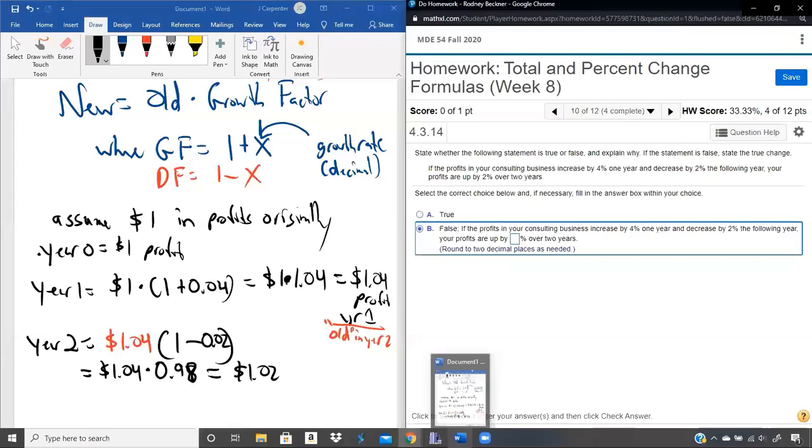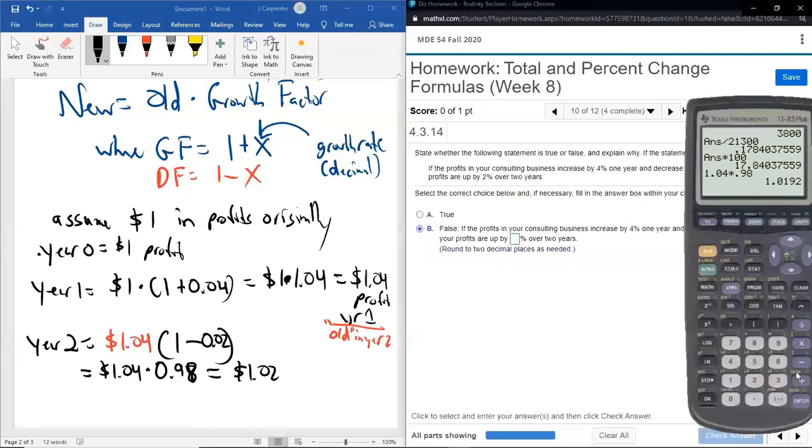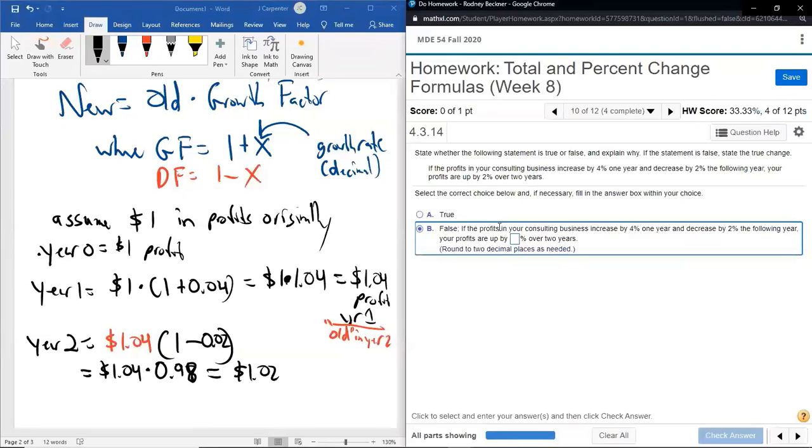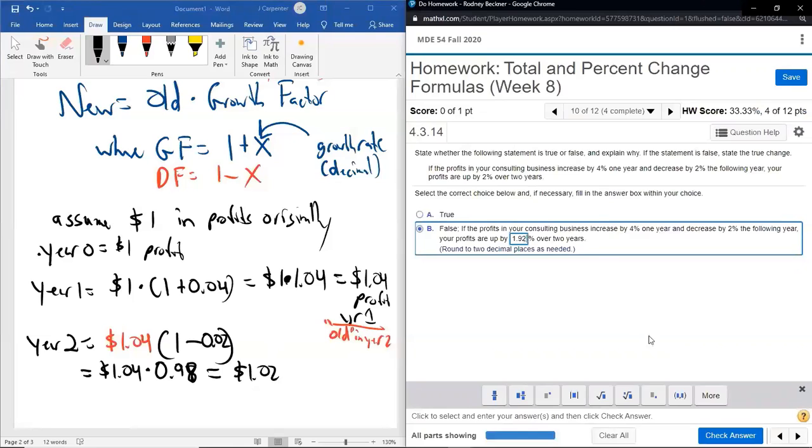And because our base was a 1, all you've got to do is subtract the 1 and convert it to a percent. So multiply by 100. And that's the true growth that we've seen. It's really 1.92%, even though the bank's going to round up and give us that extra tenth of a penny or whatever. So false. If your profits in your consulting business increase by 4% and then decrease by 2%, your profits are actually up by 1.92% over 2 years.